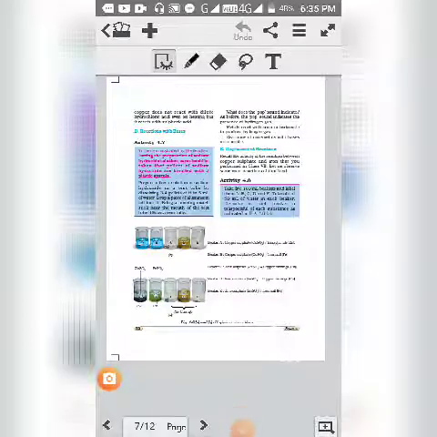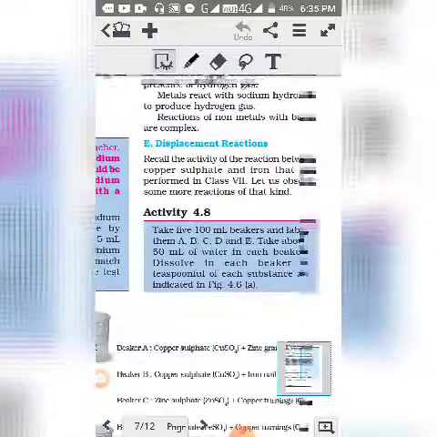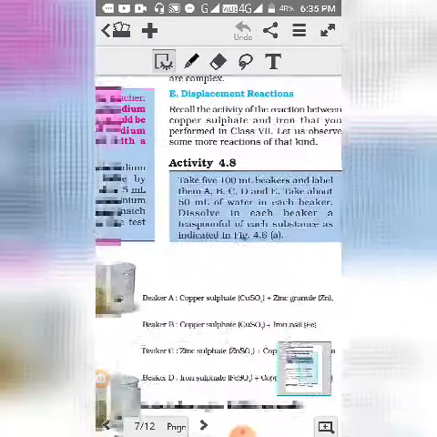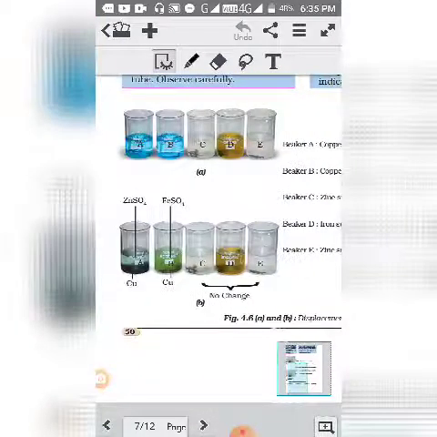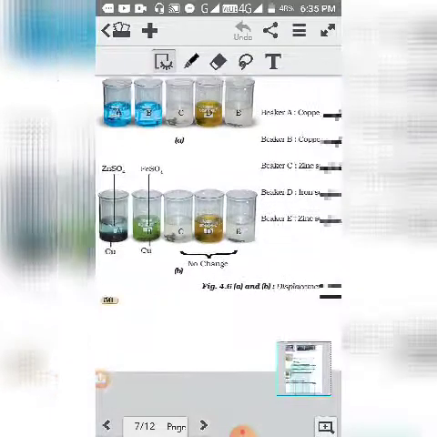Now we come to the next topic, that is displacement reaction. In displacement reaction we will study that more reactive metals displace a less reactive metal from a solution. There is an activity given here, you can see in your book. There are 5 beakers taken. In these beakers different substances have been taken.